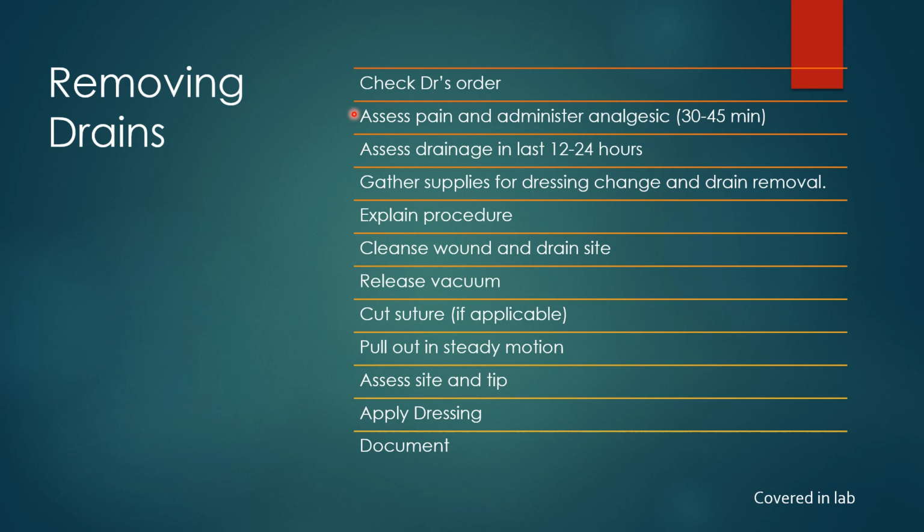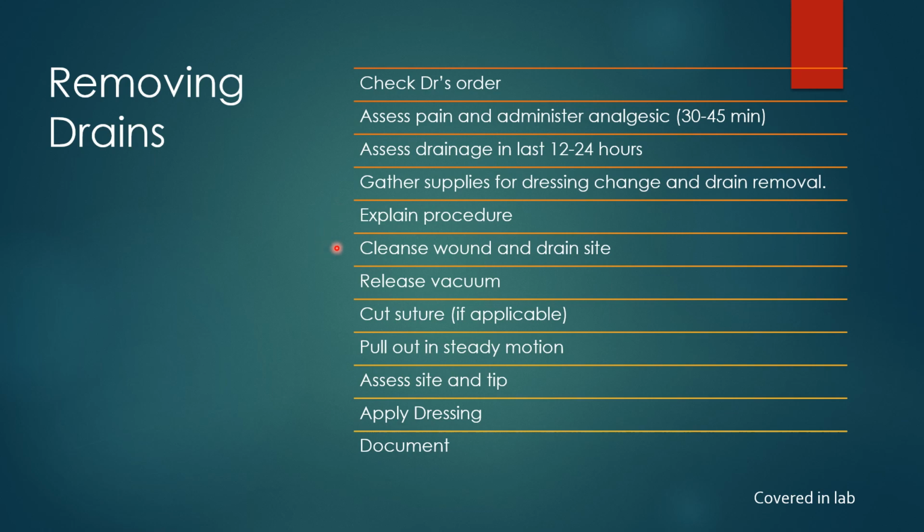We need to assess the drainage amount in the last 12 to 24 hours. If this patient is actively having a lot of drainage coming out of their drain, we're going to double check, or we're going to question removing this drain. But if this drainage amount has significantly decreased over the past 24-48 hours, we're going to consider it maybe being appropriate. And we're going to have to understand the reasoning for the removal of this drain as well. We're going to gather supplies for a dressing change and the drain removal, and explain to the patient what we're going to do and how it's going to happen.